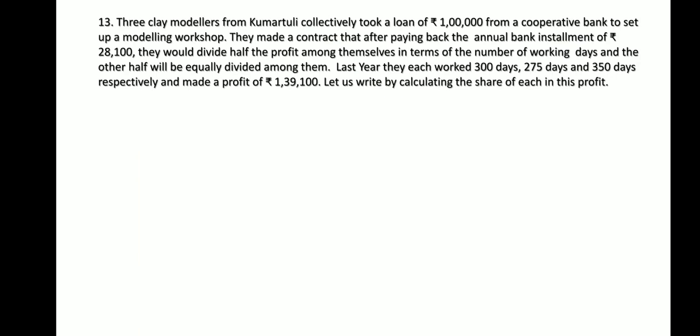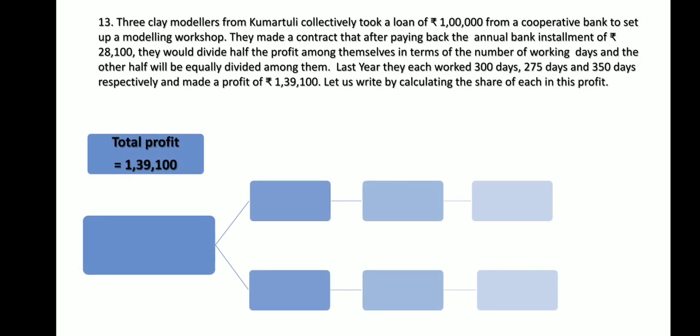So let's see how it works out. We have a total profit of 1,39,100, and they have to pay the annual bank installment from the profit. So we deduct this from the profit. We deduct 28,100 from the profit. The profit left is 1,10,000.